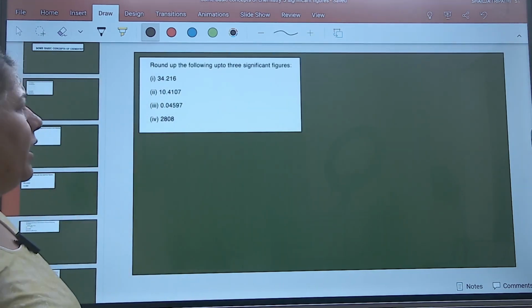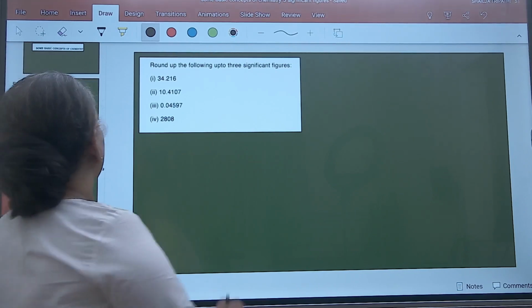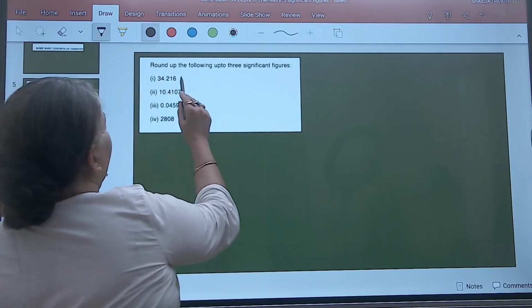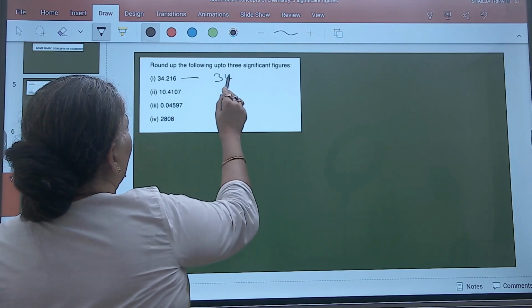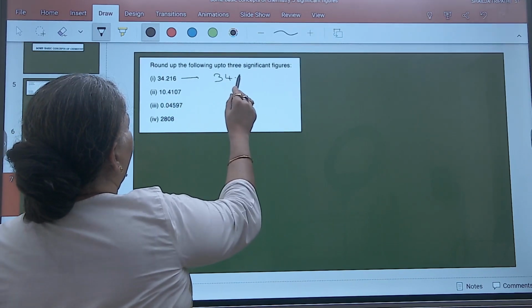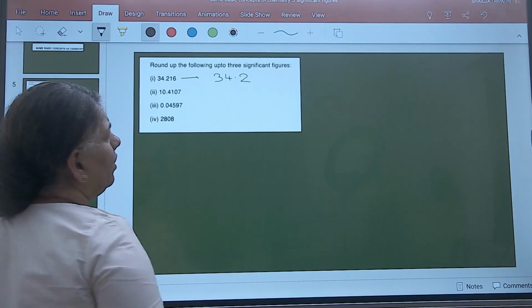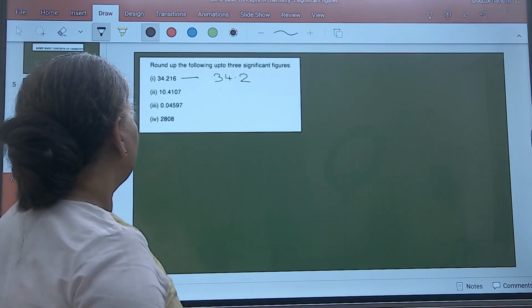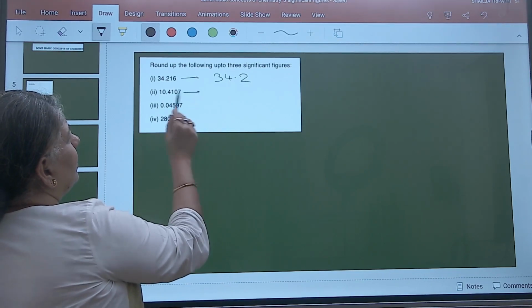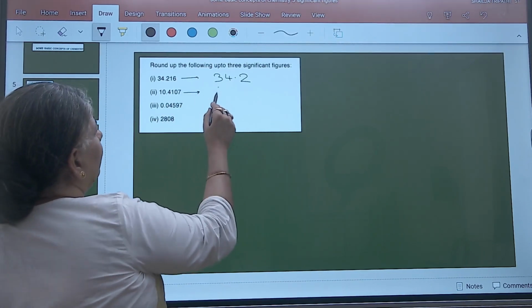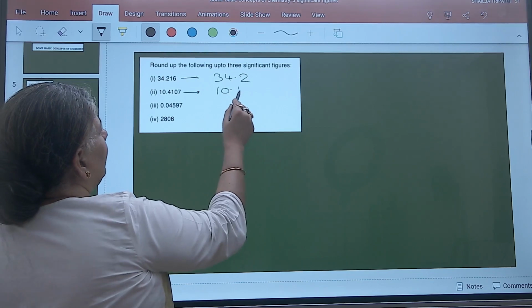Round up the following up to 3 significant figures. In this case, we'll round it up to 34.2. So it has 3 significant figures. In this case, it will be 10.4.